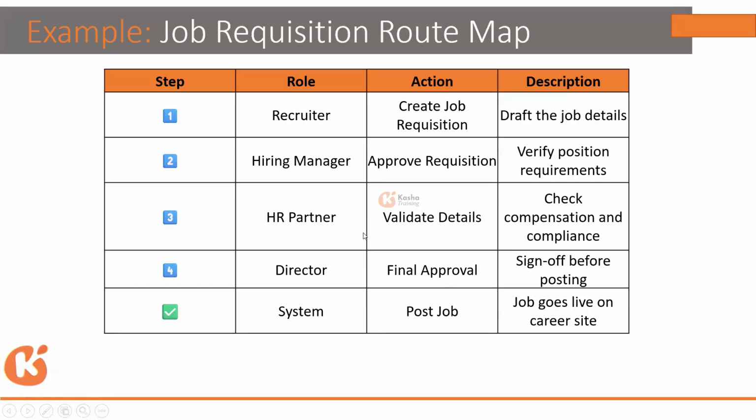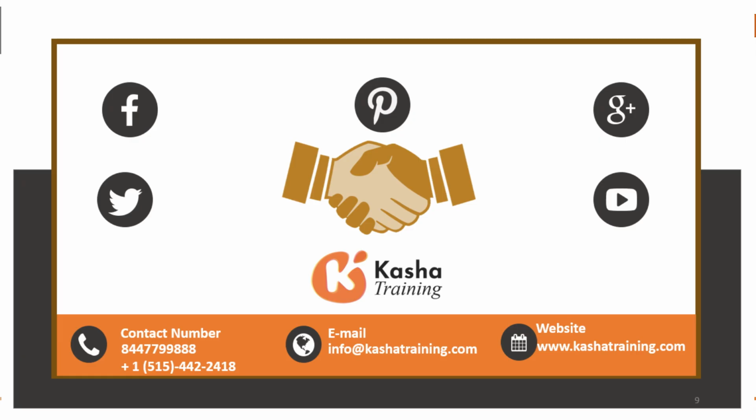Once these 4 steps are done, you can create your job requisition here, and then you can go ahead and post it. So this is one example of a route map. It is not necessary that everybody follows the same steps. It depends upon how your organization wants those steps to be. So like this, you can create your route map.